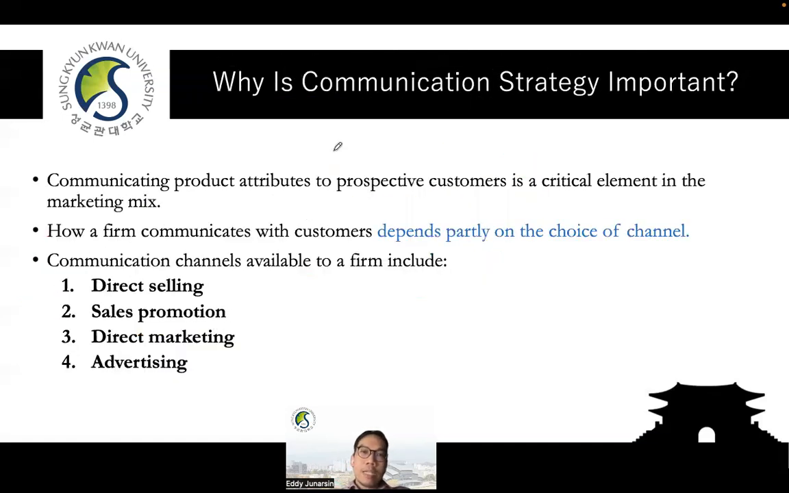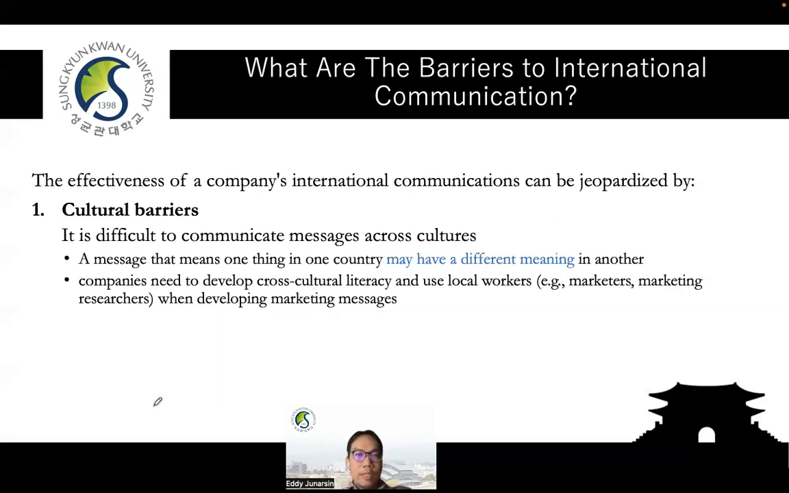Okay, the next factor is communication or promotion. Okay, promotion strategy, communication strategy. We have so many alternatives nowadays, and I think we could have direct selling, the conventional promotional strategies like direct selling, sales promotion, direct marketing, advertising. And advertising, even nowadays, could be conducted in-person or physical advertising and online. So it has so many choices nowadays.